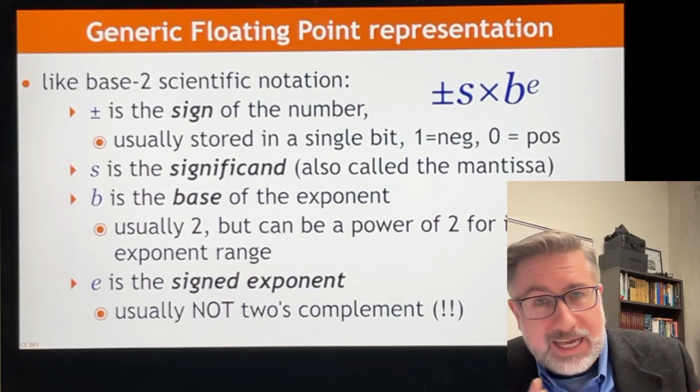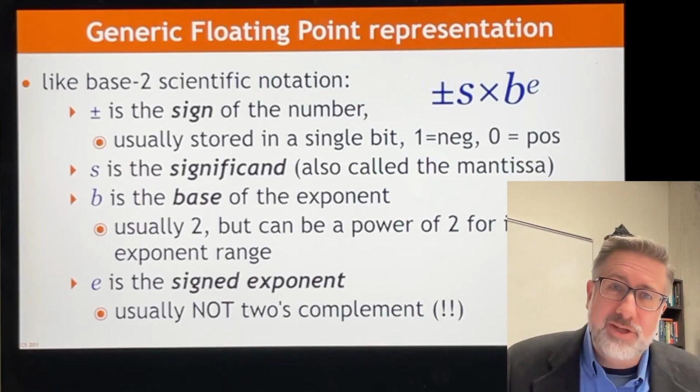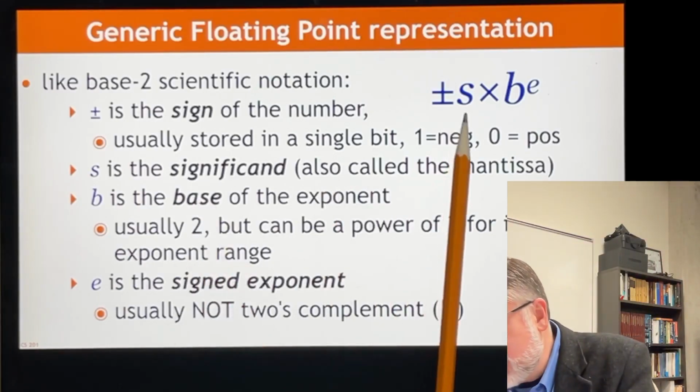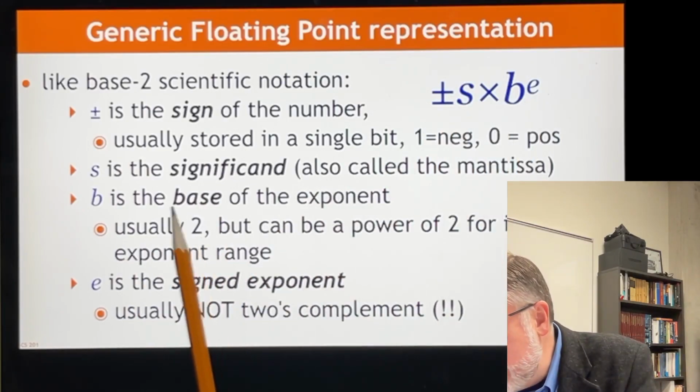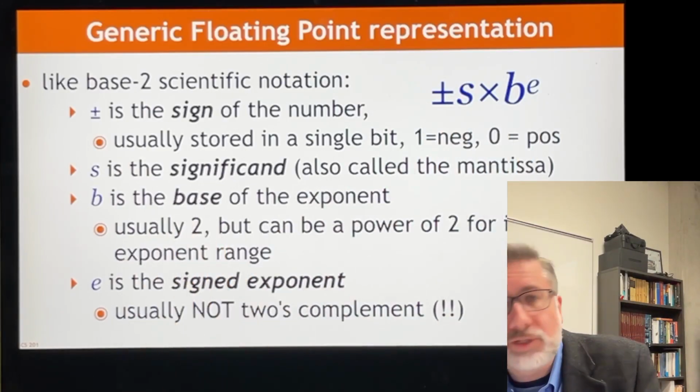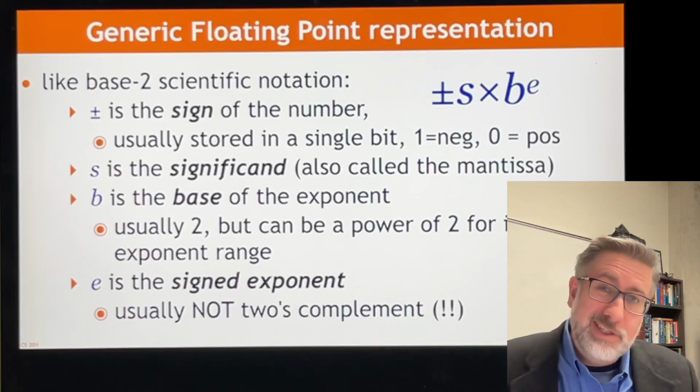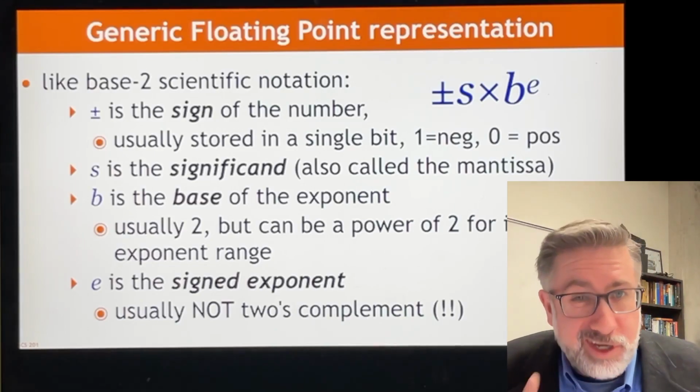So we allow that mantissa to shift up or down based on that exponent. S is going to be the significand. That's the number that we're shifting. Then b to the power of e is some base to some exponent. Now, the base is almost always the radix, but not always.